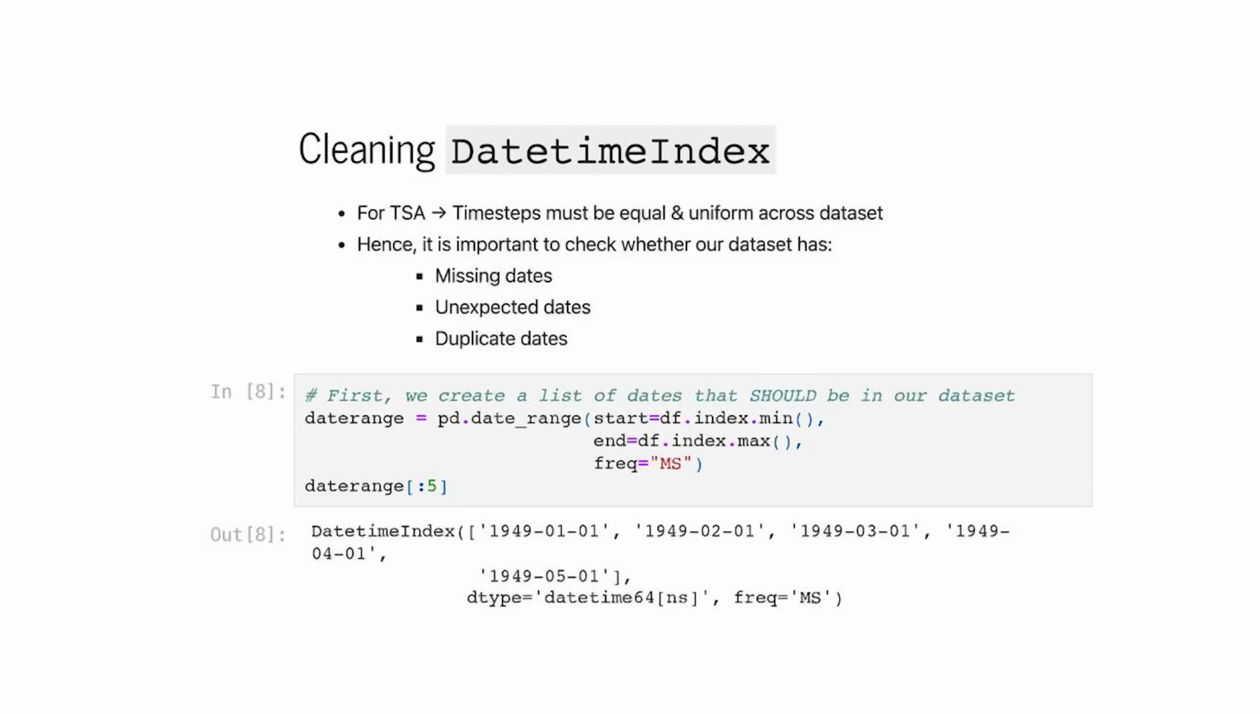So first, before checking what data is missing or problematic in our time series data, we need to have a final expected date range, which we can programmatically generate using the date_range function present in the pandas library. There are three common problems that we find in a datetime index. One is missing date, second is unexpected date, and the third is duplicate date. We will explore more of these problems in the next slide.